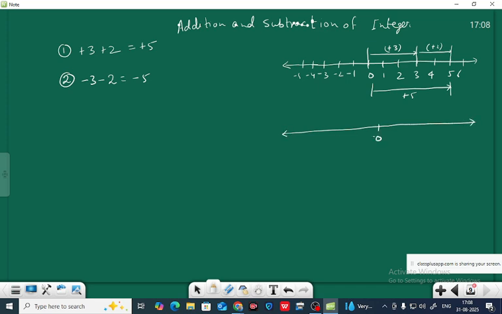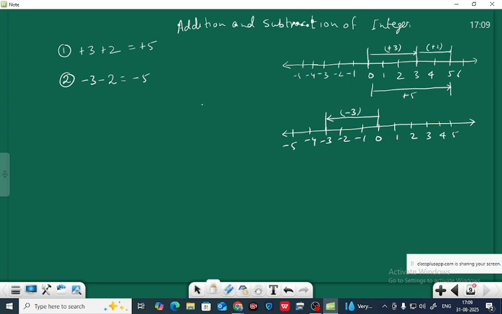This is 0, 1 2 3 4 5, and this is minus 1, minus 2, minus 3, minus 4, minus 5. Now here you see the first one is minus 3. That means on the left hand side is minus 3. From here to here it is minus 3. From 0 it is the left hand side in the same direction, that is minus 3.